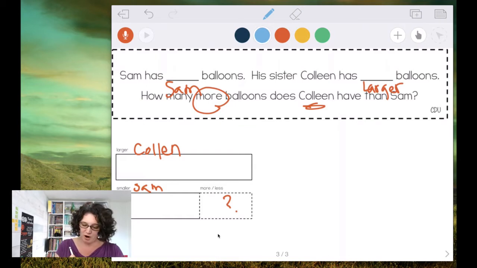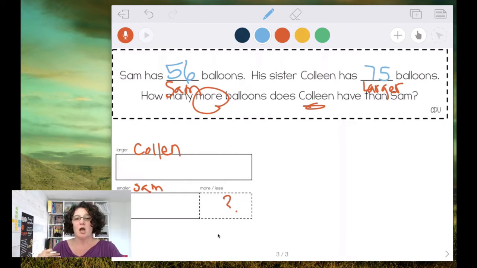So in this particular problem, let's choose the numbers 56 and let's see, 75. And so I give students, after we identify who has the larger, who has the smaller, sorry, this up here should be smaller. So after we identify who has the larger, who has the smaller, and where those numbers go within our graphic organizer, then we're ready to solve it. And so for this one, we're figuring out the difference between 56 and 75.